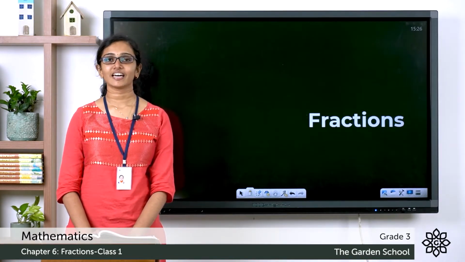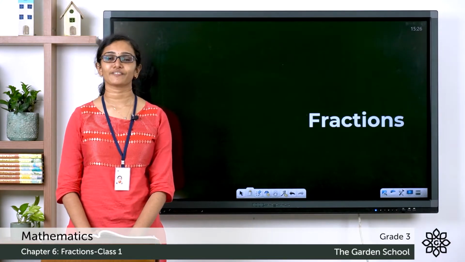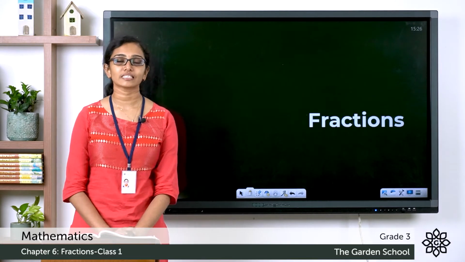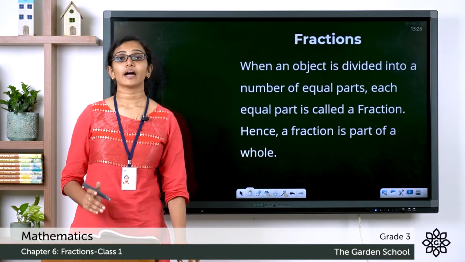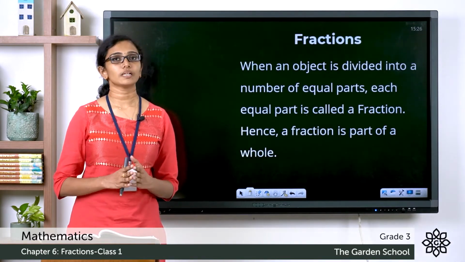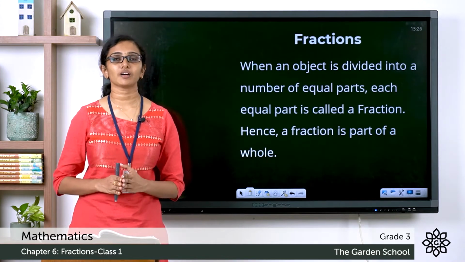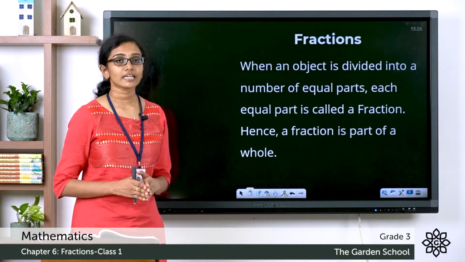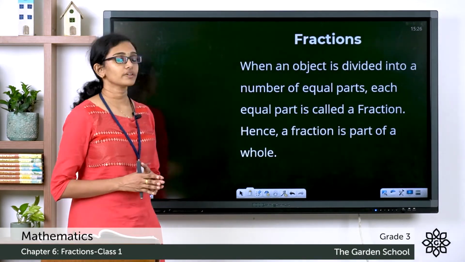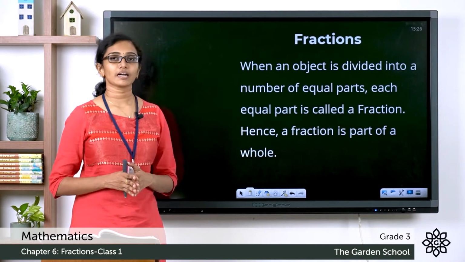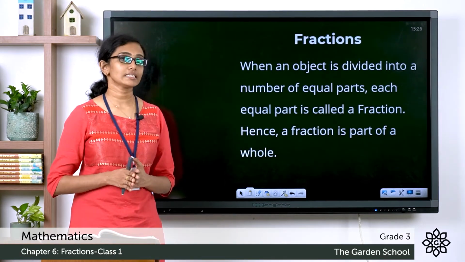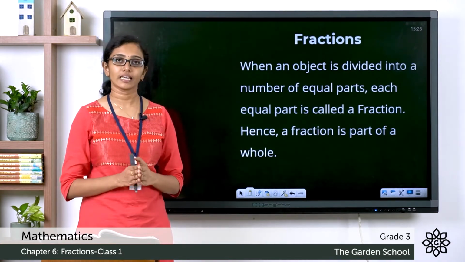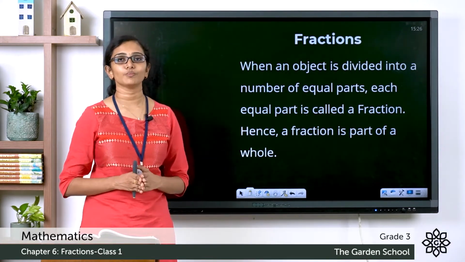So today let's start a new chapter, chapter 6, fractions. Have you heard about fractions? What are fractions? When you divide an object into an equal number of parts, each part is called a fraction. Clear? When an object is divided into a number of equal parts, each equal part is called a fraction. So you can say a fraction is a part of a whole. Clear? A part of a whole object.